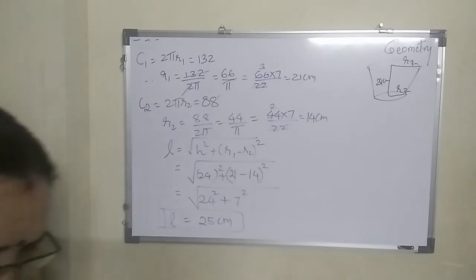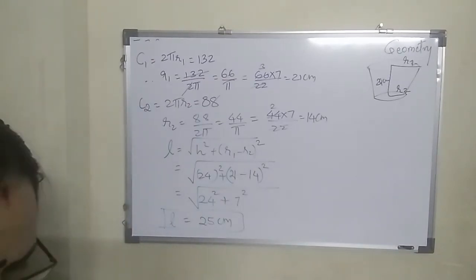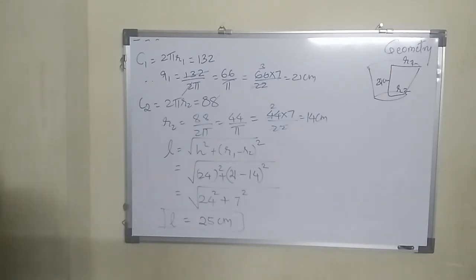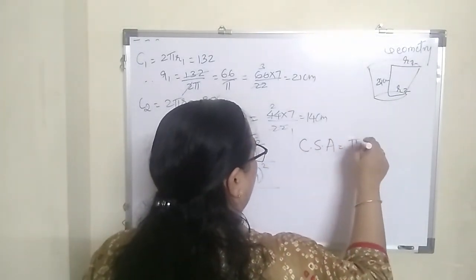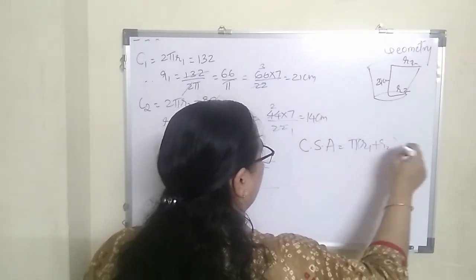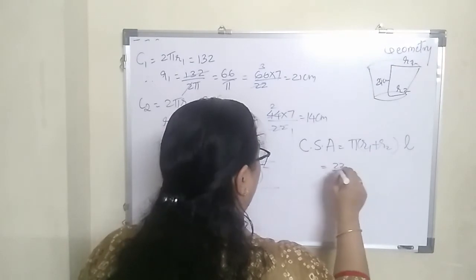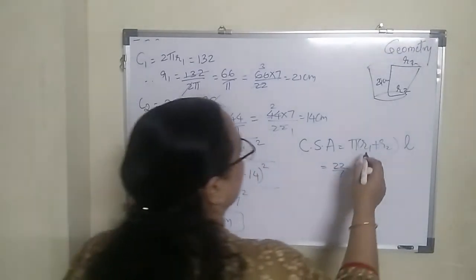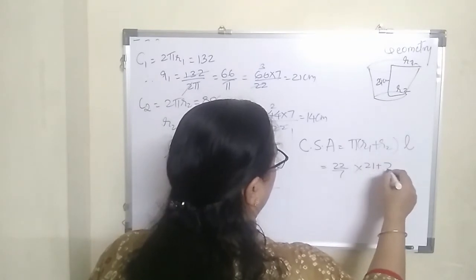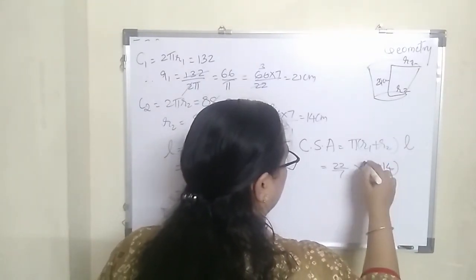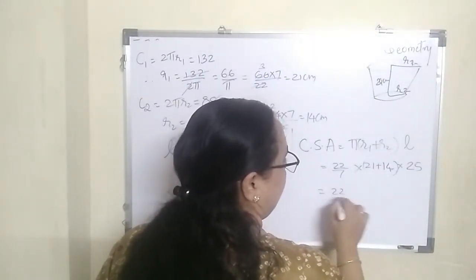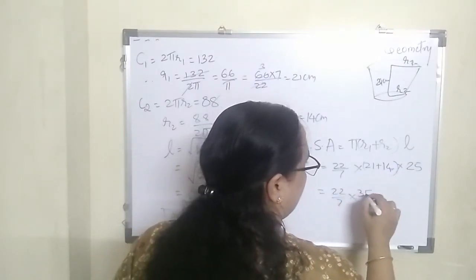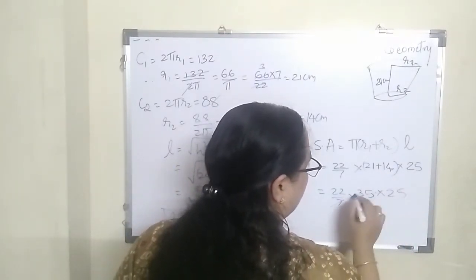Now can you find the curved surface area? Direct substitution of the formula. I think now you know what to do further. So come on, complete it. We get curved surface area pi into R1 plus R2 into L. That is 22 upon 7 into, what is R1 plus R2? 21 plus 14, into 25. So we keep this as it is and this becomes 35 into 25. 7 5s are 35.